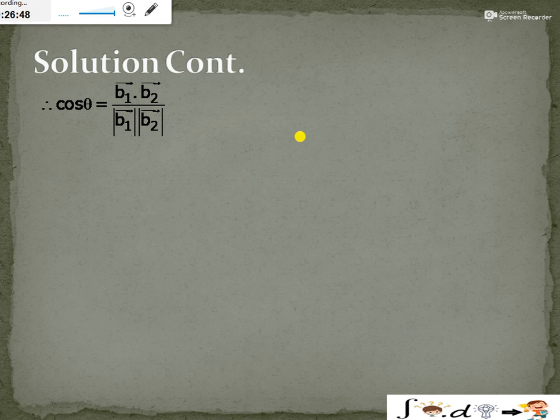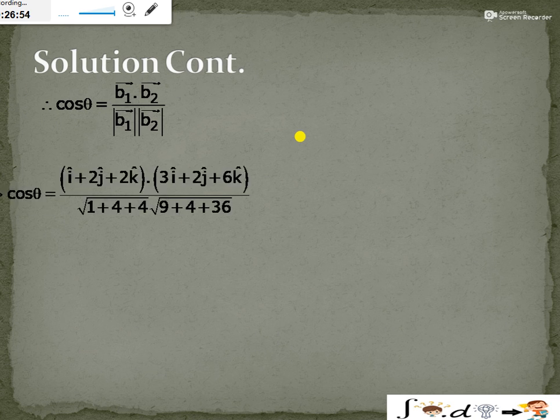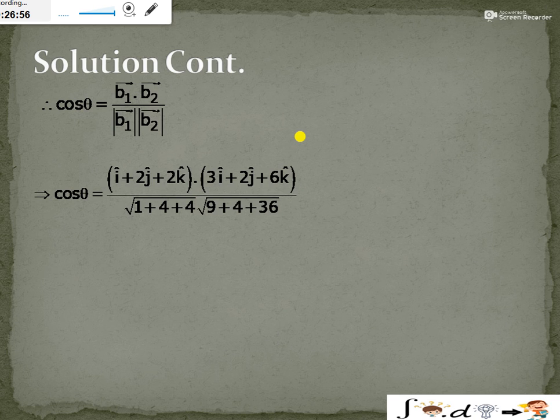And now angle between two lines, theta is the angle between two directions b1 vector and b2 vector। It means we have cos theta is equal to b1 dot b2 upon magnitude of b1 into magnitude of b2, and substituting the values here of b1 vector and b2 vector and simplification we get cos theta is equal to 19 by 21, theta is cos inverse 19 by 21। Is it clear?